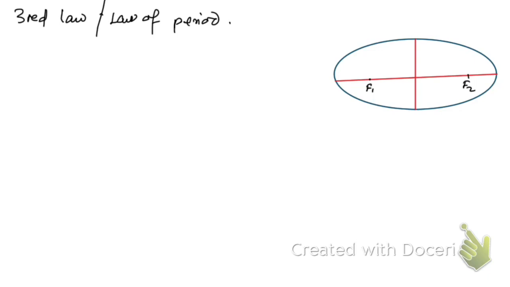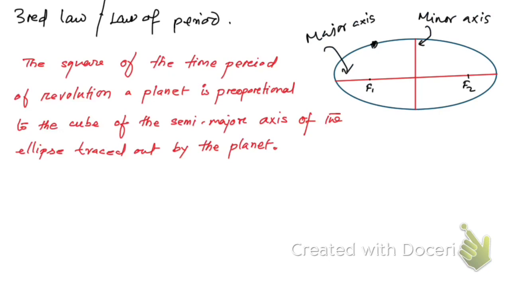Okay, so according to this law, here is the third law. The square of the time period of revolution of a planet is proportional to the cube of the semi-major axis of the ellipse traced out by the planet. That means the orbit of the planet.